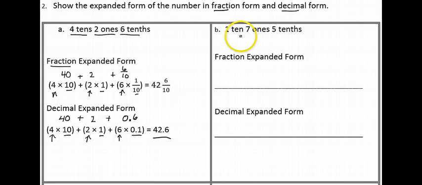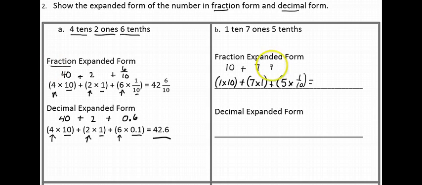My next problem is 1 ten, 7 ones, and 5/10. In fraction form, that would be one group of 10 plus 7 groups of 1 plus 5 groups of 1/10. One group of 10 would be 10, 7 groups of 1 would be 7, 5 groups of 1/10 would be 5/10. Combine those and I get an answer of 17 and 5/10.